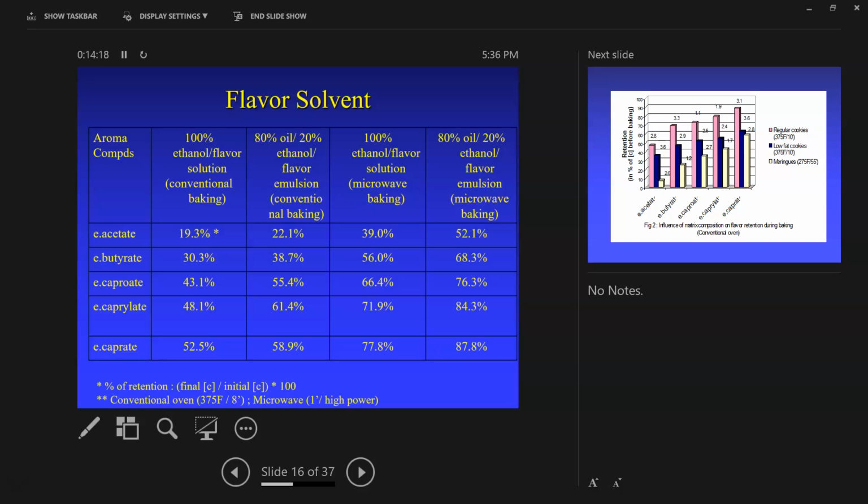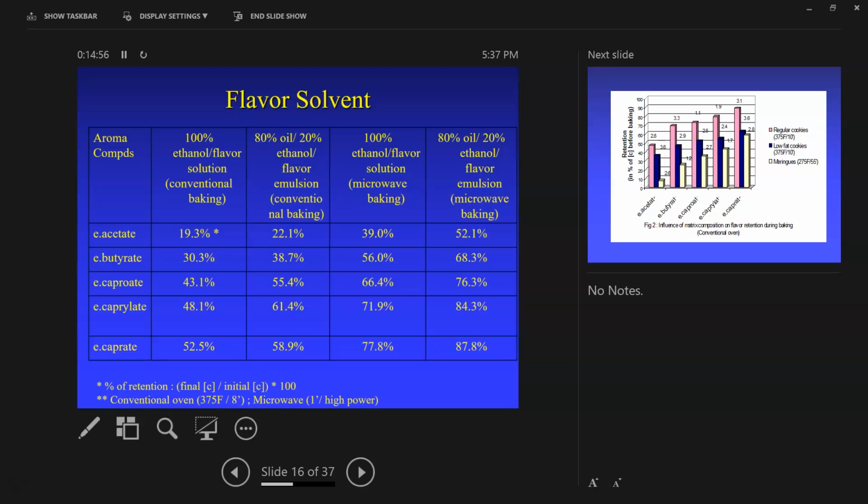And so percent retention. We had starting material 100% in the dough, the cookie dough. Well, 19.3% of acetate. She lost over 80% of the flavor to evaporation from the cookie. And of course, as you go to flavor compounds that are less volatile, you get better retention. When you put a little bit of oil in that system, you didn't have too much of an effect here because ethyl acetate has limited oil solubility. But as we go to the more lipophilic materials, the percentage retention picked up.